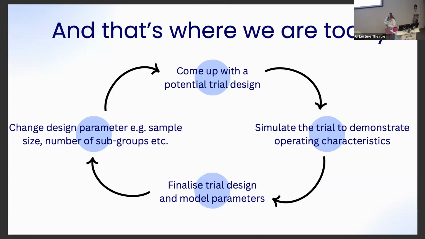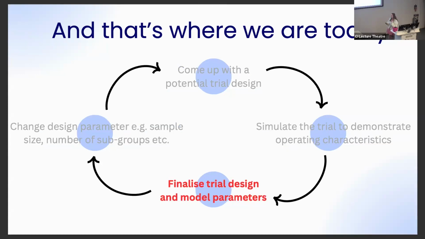So yeah, this process, like I said, it's been about an 18-month period, 2 years, something like that. So we start with coming up with a potential trial design. We simulate to determine the operating characteristics. We come up with some form of finalized trial design and model parameters. Something changes, we start again. So it's been going around in circles, but not necessarily in a bad way, just part of the process. And hopefully we've come up with a finalized trial design, but who knows?